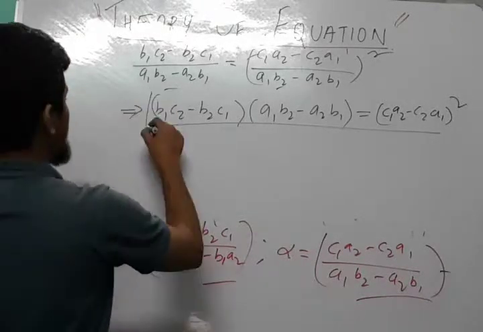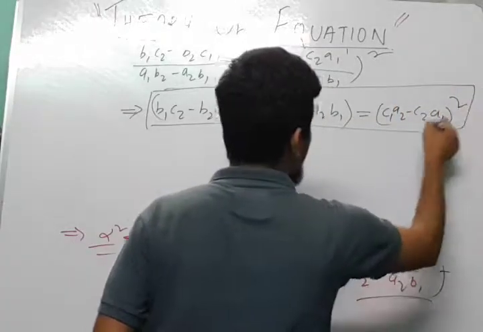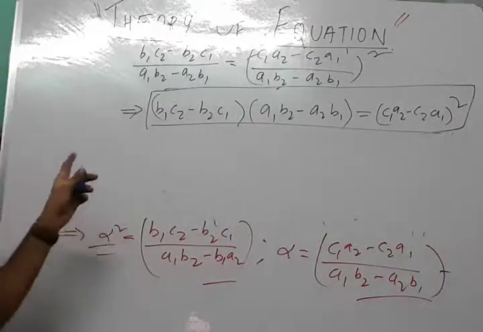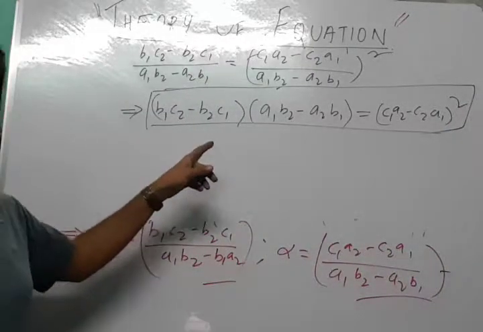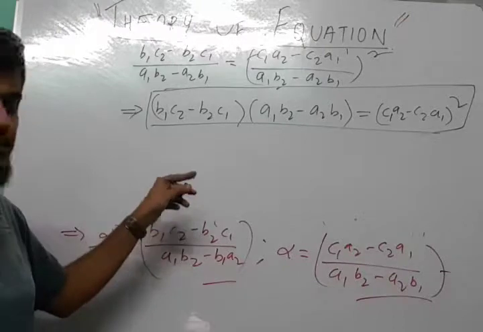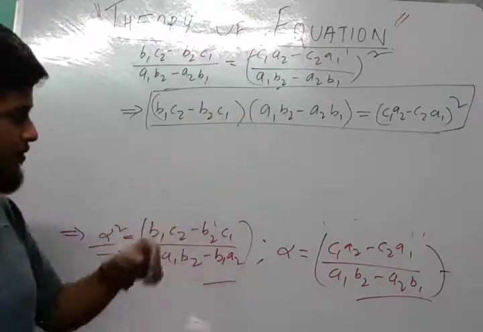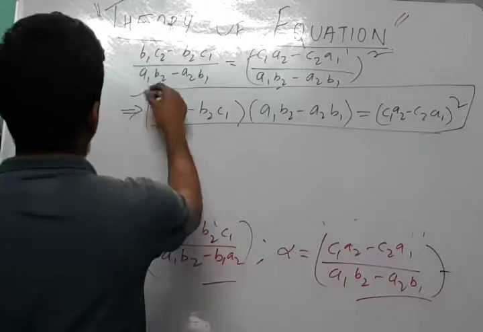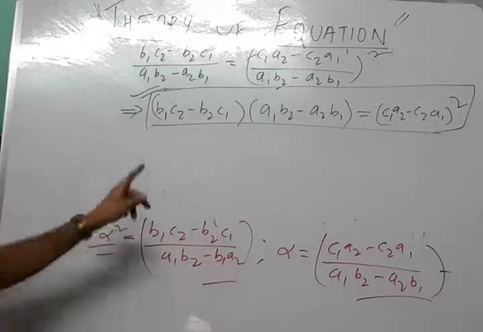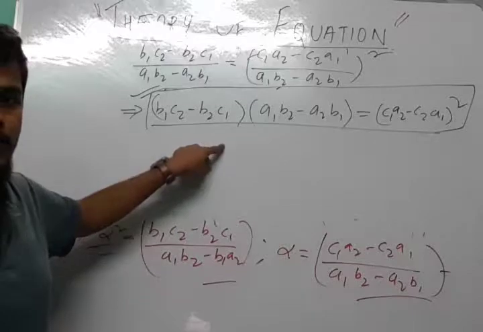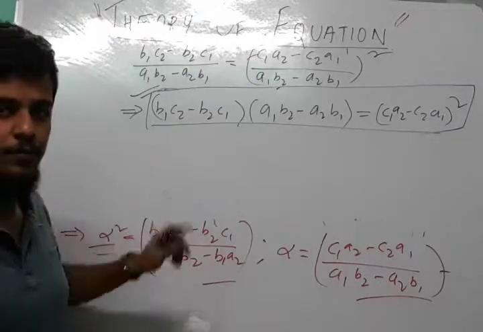This is the condition if we have one root common in a1 x square plus b1 x plus c1 equal to 0, and a2 x square plus b2 x plus c2 is equal to 0. So those are the two conditions that we are looking for. So this condition ultimately comes down when we are solving the problem.